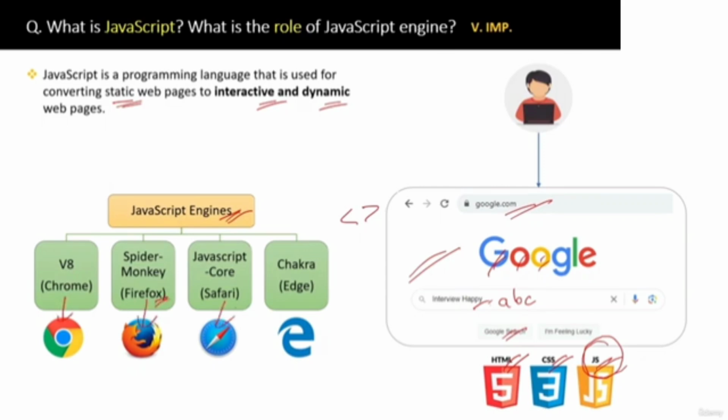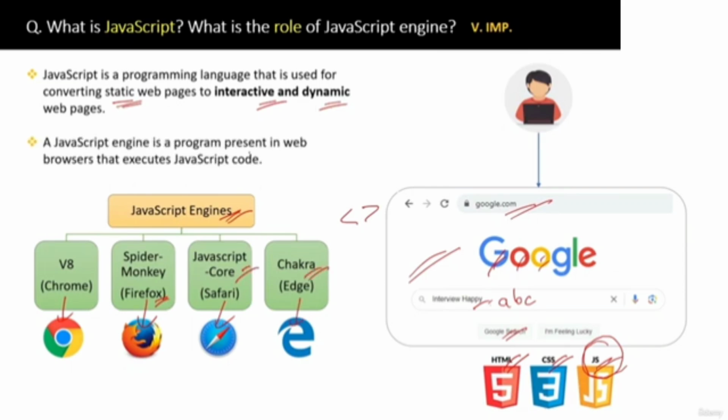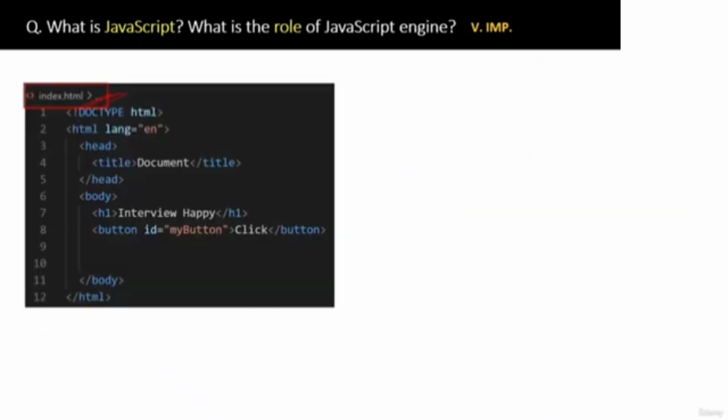JavaScript core is for Safari and Chakra is for the Edge browser. So the definition of a JavaScript engine is: a JavaScript engine is a program present in the web browser that executes JavaScript code. Now from coding point of view, normally the HTML code is inside the index.html file like this, right?